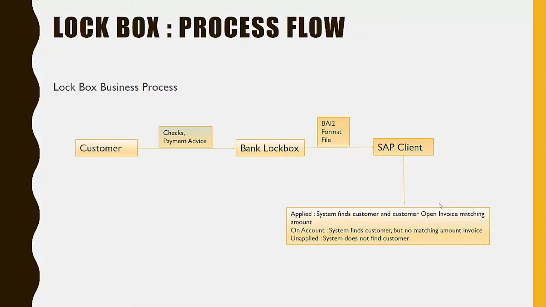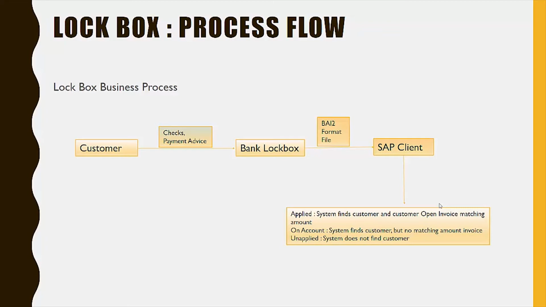What Lockbox does is automate this whole manual process of receiving the check, entering the check, and receiving the money. So customers, instead of sending the check to the company, will send it to the bank specified by the company. The bank has a Lockbox number, which is a post office box number. All the checks, along with the payment advice, are sent by the customer to this PO box number. Now the bank collects these checks, collects the payment for these checks, and prepares an electronic file.